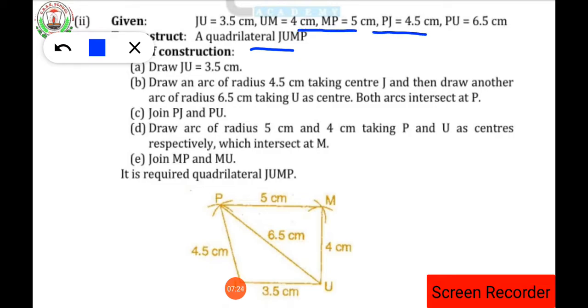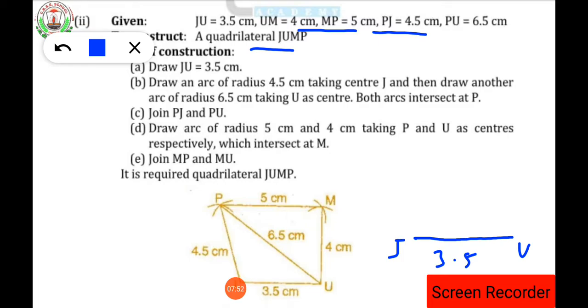So first you have to draw a line segment 3.5 centimeter with the help of your scale. On your copy you have to draw a line segment with the help of your scale and pencil, and the name you have to give it as J and U. Clear? With the help of your scale you have to draw a straight line segment on your copy, that is 3.5 centimeter.